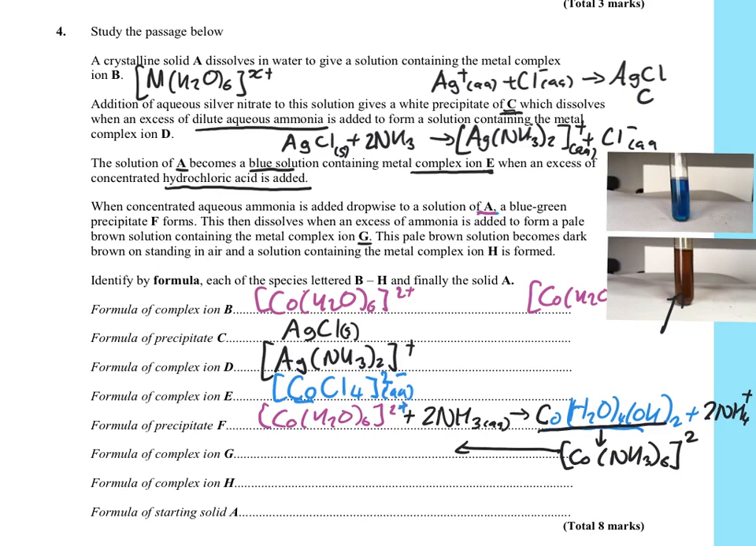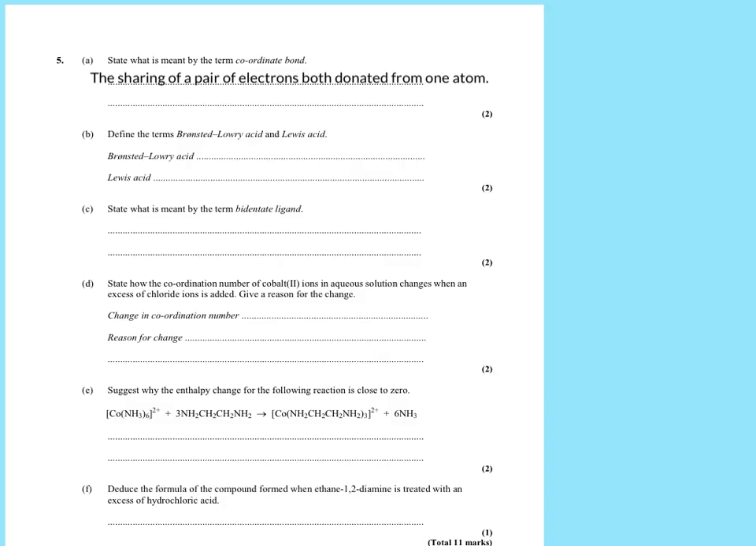Now on standing, certainly near the top of the test tube, it goes an even darker brown, and that is the cobalt 2 now oxidized. Put H2O in there, the cobalt is now oxidized from cobalt 2 to cobalt 3 plus. The starting solid must have therefore been cobalt 2, so the metal ion is cobalt, and chloride ions were present, and therefore because it's cobalt 2 it must have been CoCl2 solid.